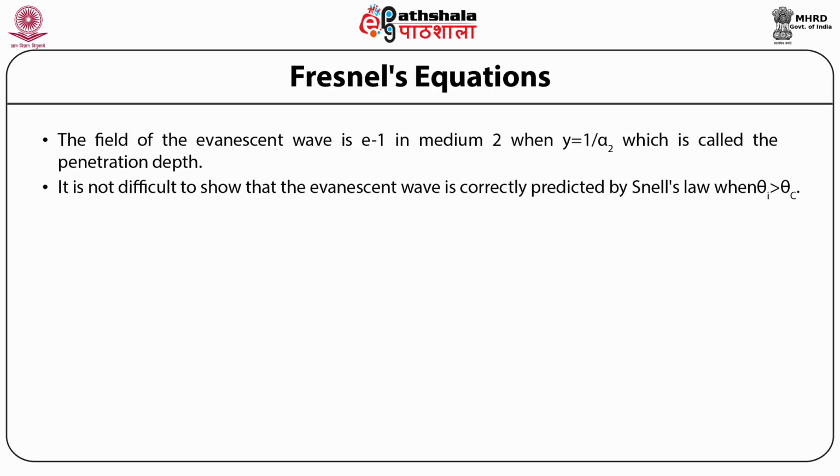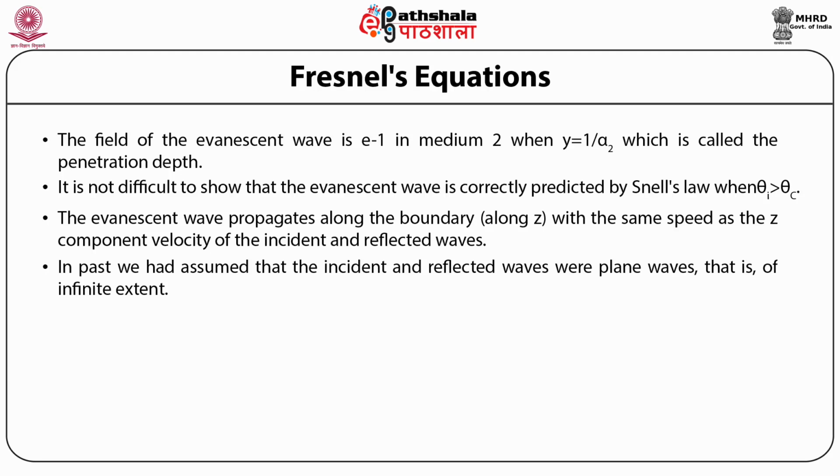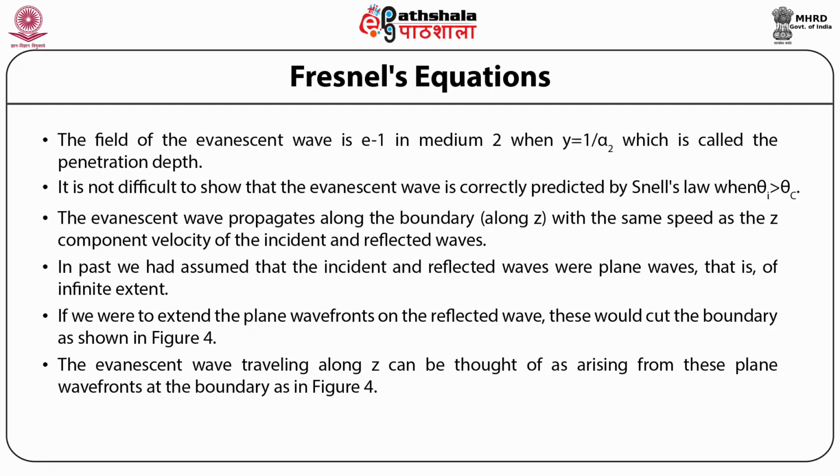It is not difficult to show that the evanescent wave is correctly predicted by Snell's law when theta i is greater than theta c. The evanescent wave propagates along the boundary, that is along z direction, with the same speed as the z component velocity of the incident and reflected waves. In the past, we had assumed that the incident and reflected waves were plane waves, that is, of infinite extent. If we were to extend the plane wavefronts of the reflected waves, these would cut the boundary as shown in figure 4. The evanescent wave traveling along z can be thought of as arising from these plane wavefronts at the boundary as in figure 4.